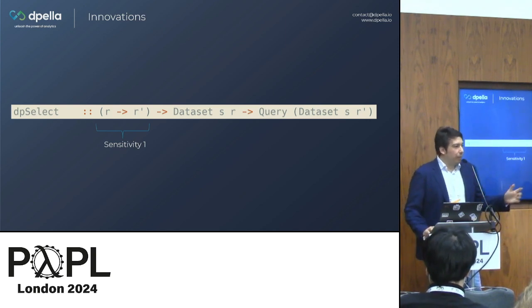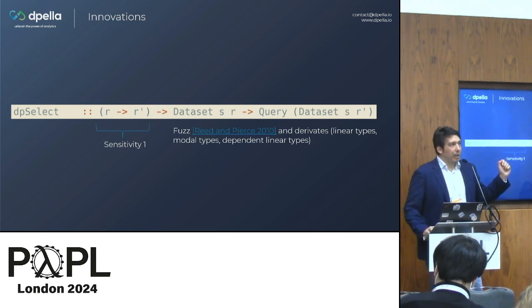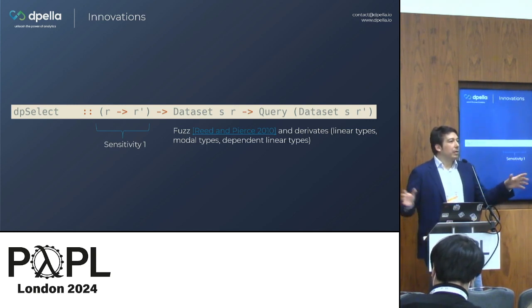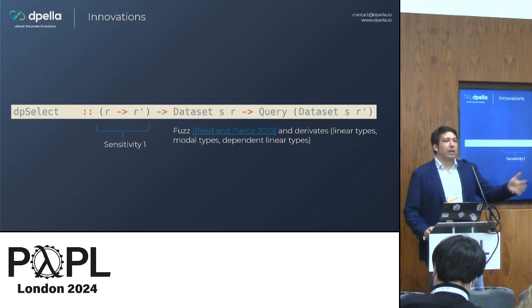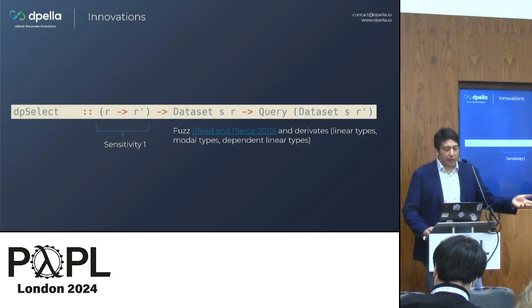Well, people have looked into that. The pioneer of that work was FUZZ by Reed and Pierce in 2010, where they showed how to build a programming language where you write higher-order functions and then you can compute the sensitivity of them. And that spawned a lot of different work, but they require what I will call heavyweight programming language theory: linear types, modal types, dependent linear types, and so on.